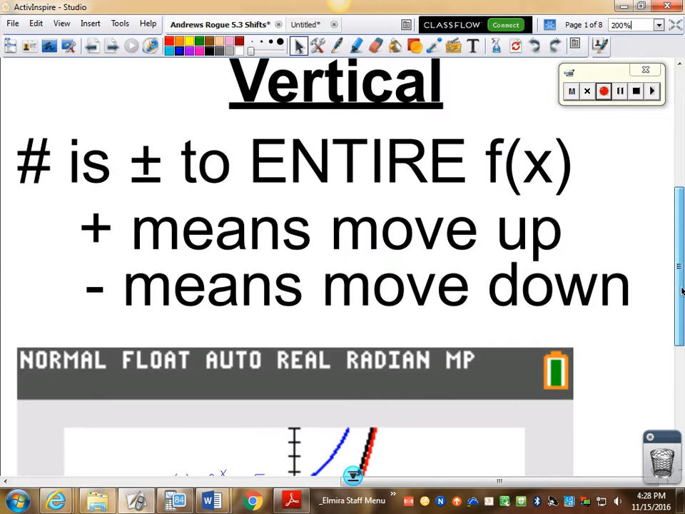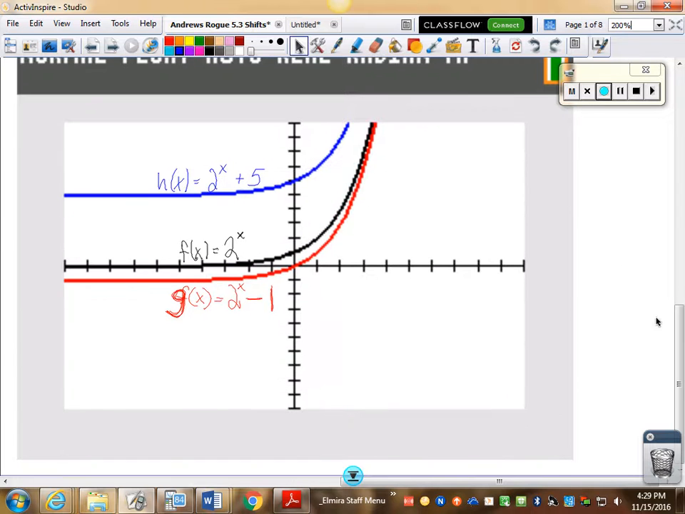As for vertical translation, you have a number that is added to the entire function. And it makes sense. Plus means move up, minus means move down. So if our original function is this black one right here, and that's again 2 to the x, we're going to use the same function. If I subtract 1 off the entire function, 2 to the x minus 1, you can see that it moved the function just down 1 unit.